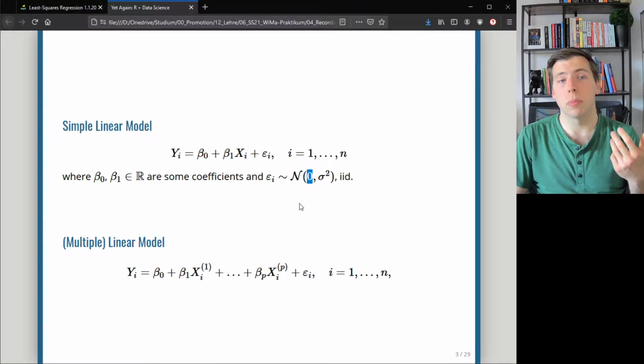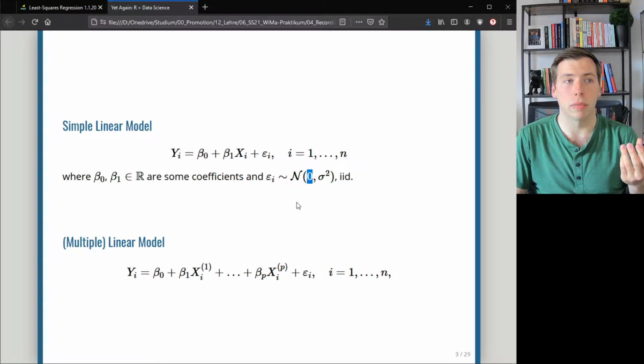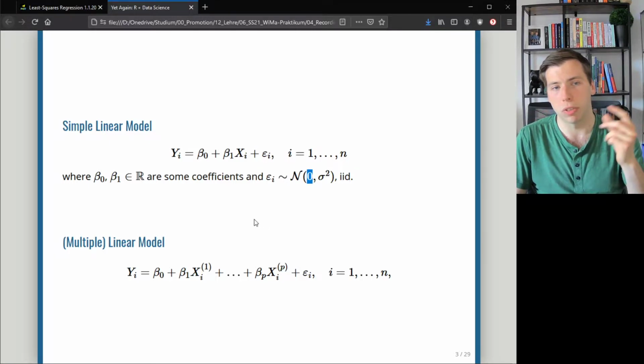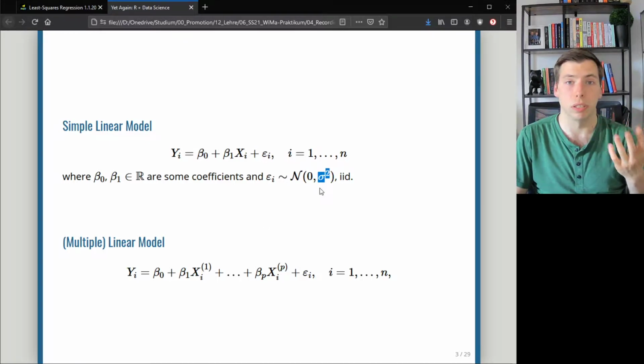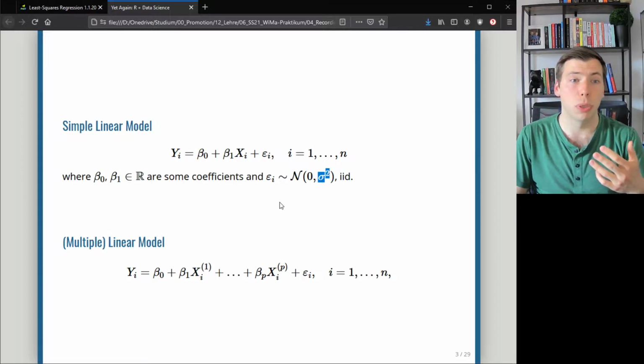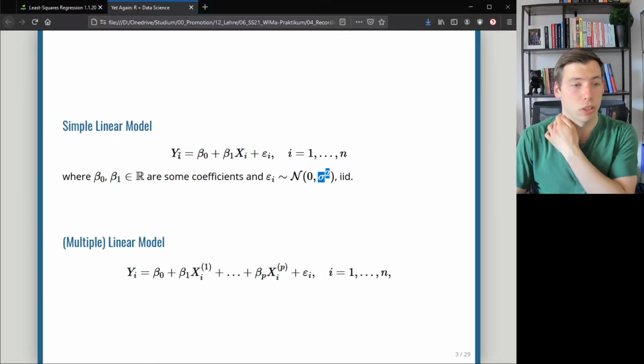That the mean should be 0 is kind of obvious, because otherwise we would include some error by default into our system. So we try to make our error terms be 0 in mean, but of course we still have some fluctuations, which is why we still need a variance term. And we say that all of these residuals are independent and identically distributed with respect to all observations.